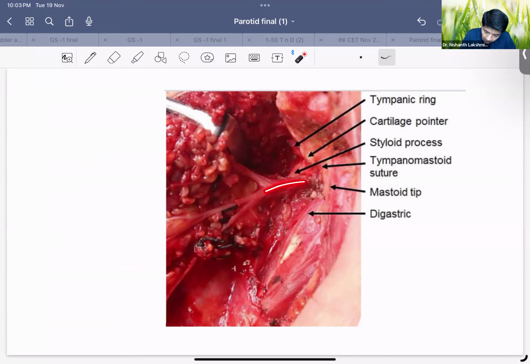Here you can see this is the trunk of the facial nerve, with 2 branches, all right? Then they're dividing. See, this is the digastric muscle. You can see they're in the same plane, and you can see this is the skin. So there is a lot of depth between the skin and the facial nerve.